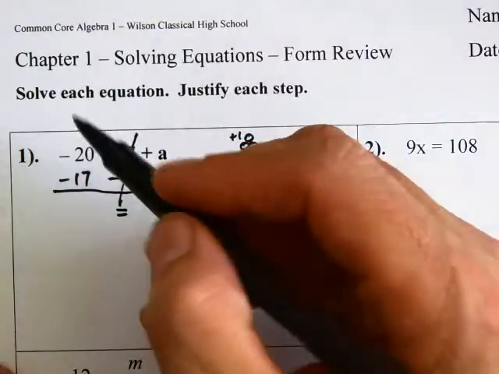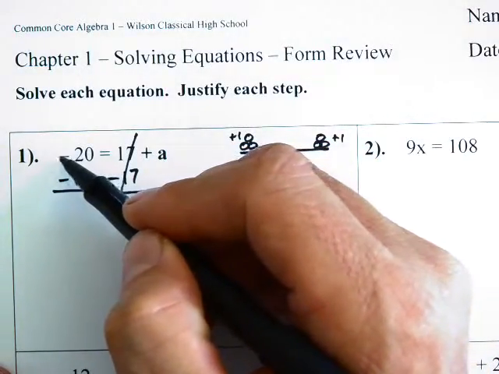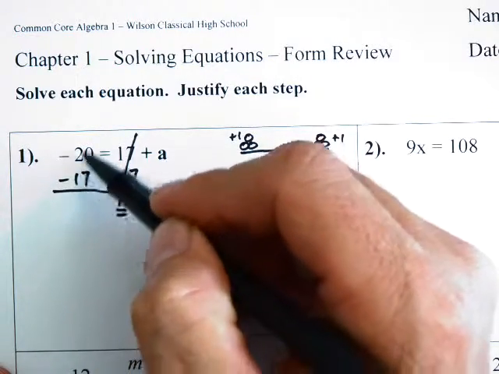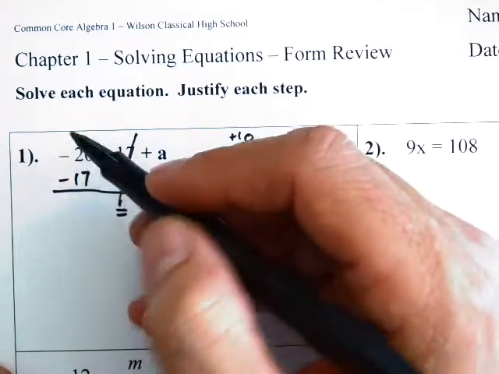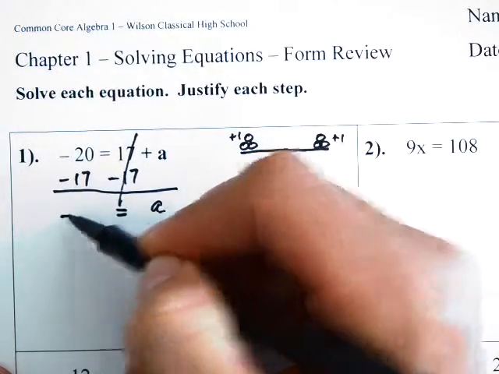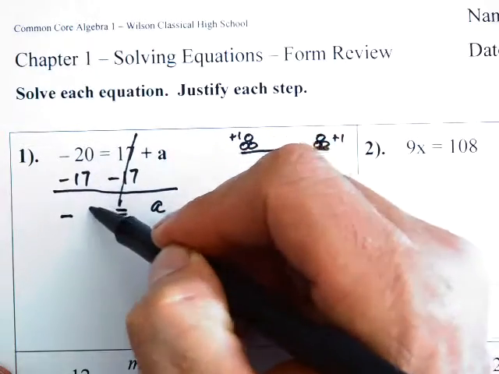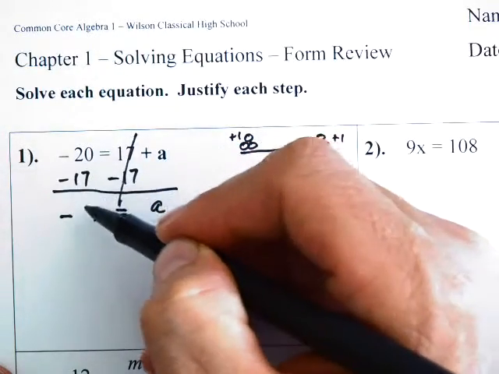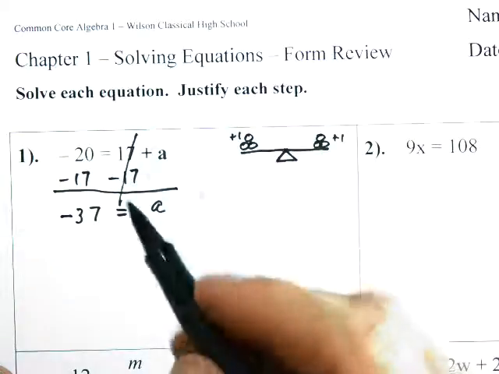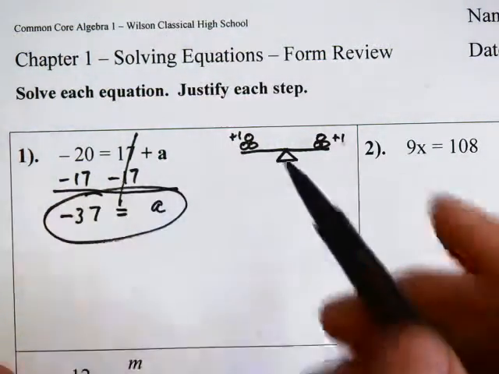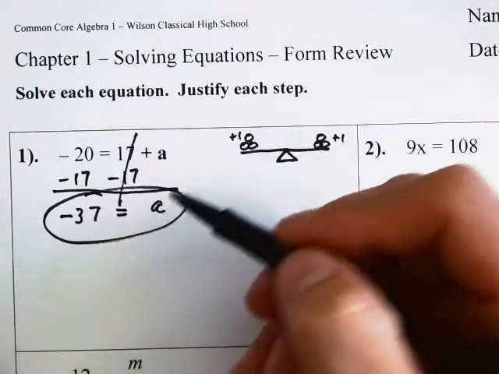But I will just say that if I had negative 20 and I also have negative 17, these two are working together to make more negative. And the way you would figure that out is by adding them up. So 0 plus 7 is 7, 2 plus 1 is 3. That would be a total of negative 37. And now look, guys, we're all done because a is by itself.